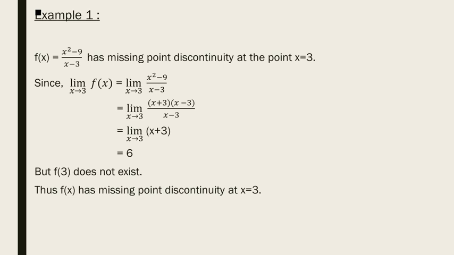It is clearly discontinuous because the function is not defined at the given point. By definition, f has to be defined at the given point, then only can we discuss the continuity of the function. If it is not at all defined at the given point, then f is not continuous. So f is discontinuous at x equal to 3. What kind of discontinuity? Missing point type discontinuity. How can we conclude? Because here the limit exists, but the function is not defined at the given point. So the function has a missing point type discontinuity at 3.